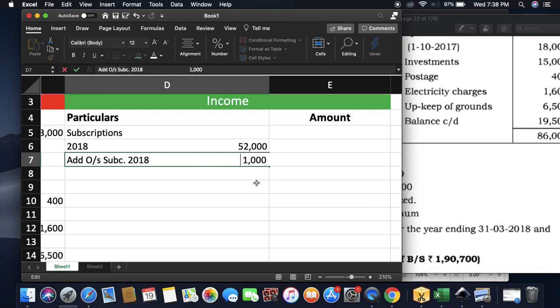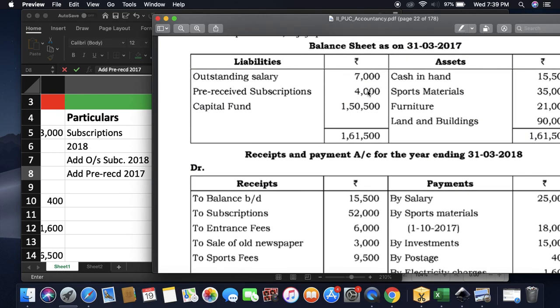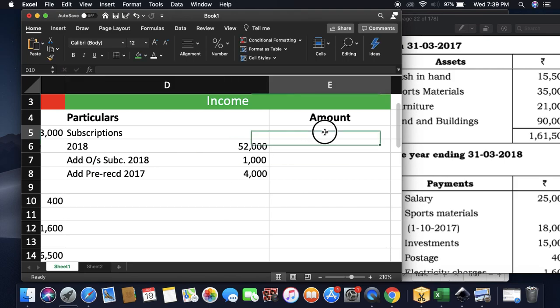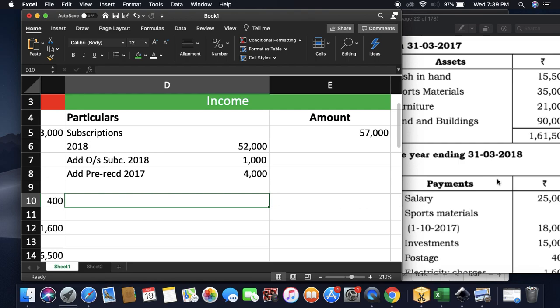Now if there would have been pre-received for next year, we would have minused it, but it's not there, so we ignore it. We need to add pre-received subscription in 2017, which is supposed to be accounted this year, which is 4,000. So now we add these and write it in the outer column. 52 plus 1, 53, plus 4, 57,000. So we take this. Now let's go to the next entry.